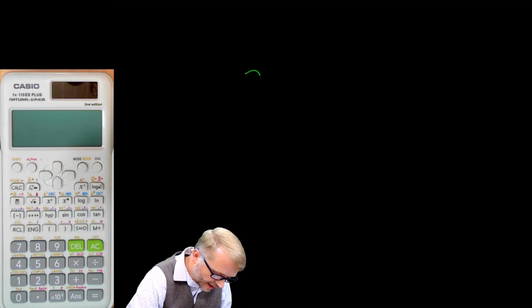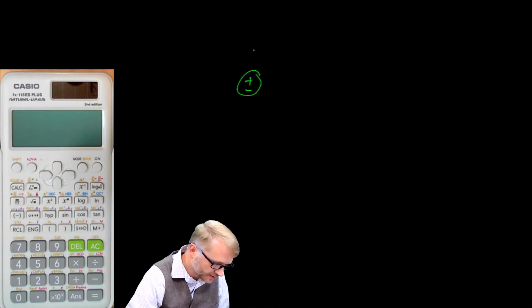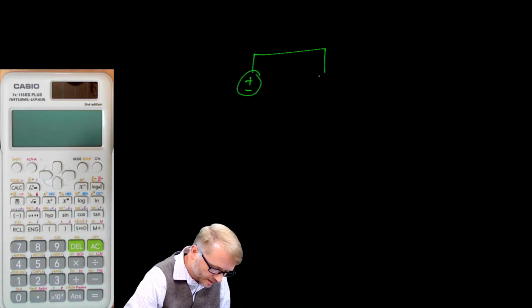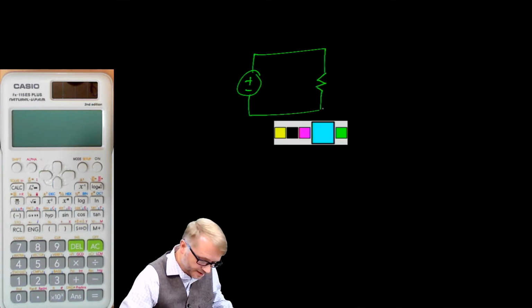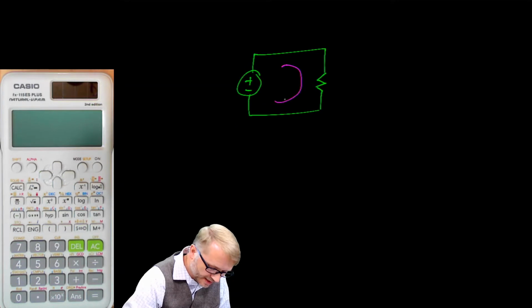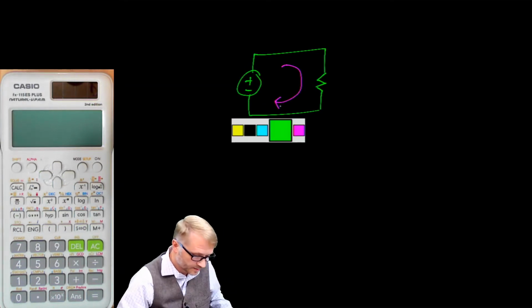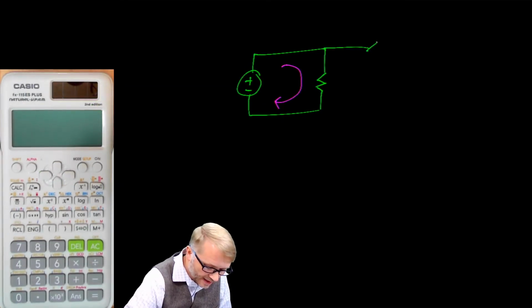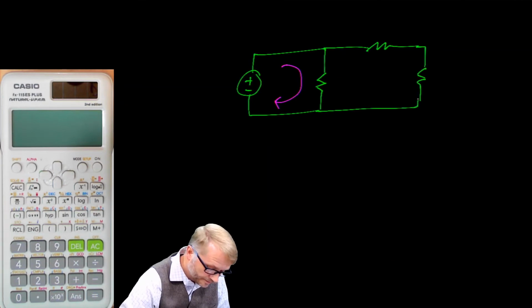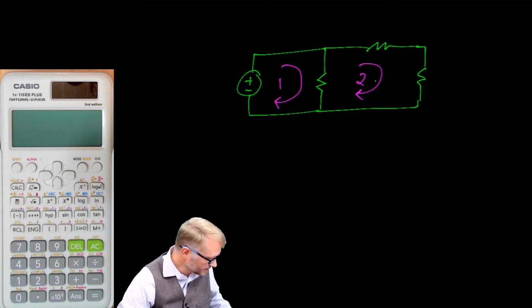Let's take another look at the definition of a loop. So we'll start with a power supply and a resistor. Okay, that one's not so bad. That loop would simply be this, but let's make it more complicated. We'll add another resistor, and then a third. So now we have 2 loops. We have loop number 1, and we have loop number 2.